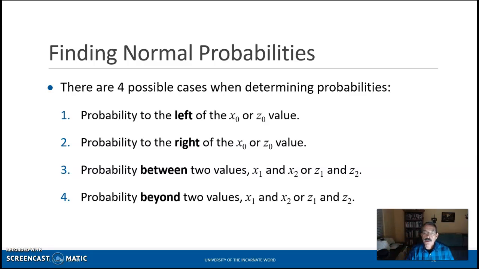This is segment 4 of the Module 6 lecture. In this case, as I mentioned in the previous recording, we're going to go over how to get this probability. So there are 4 cases. Let's talk about probabilities to the left. Well, actually, we already talked about it, but let's review it.